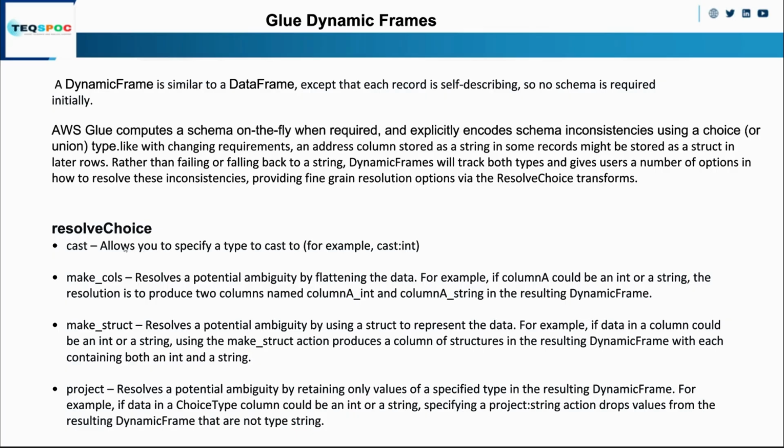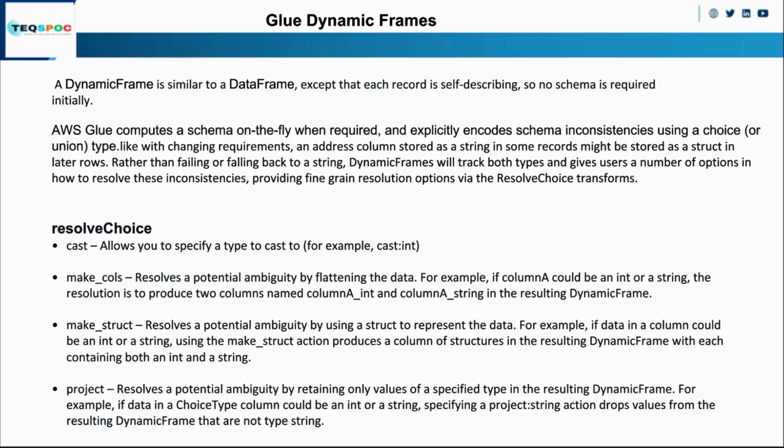First one is the cast, and it's similar to the PySpark API. It allows you to specify a type to cast to, for example, cast integer. This means that I want to enforce this casting on that particular column, right? And only those will be there. The rest will all be null, I mean, those for which the data type is not satisfied. If there's one address column which has some strings and later rows are structs, and I cast it as string, then the latest struct rows will automatically be evaluated as null, right?